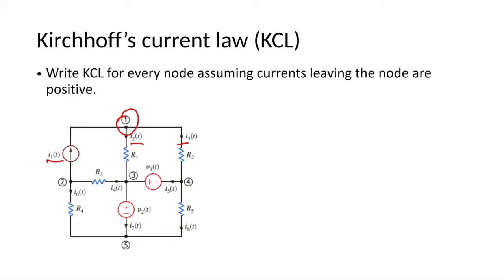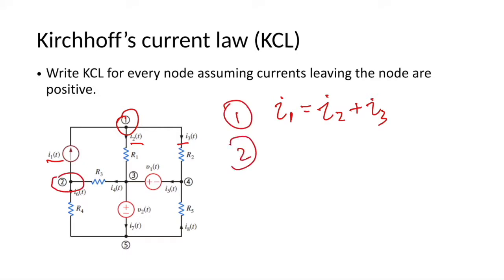So that is I1 equals I2 plus I3. This is for the first node. The second node, we also have 3 currents. We can say that the current leaving the node is I1 plus I6. The current entering the node is I4. So that is I1 plus I6 equals I4.